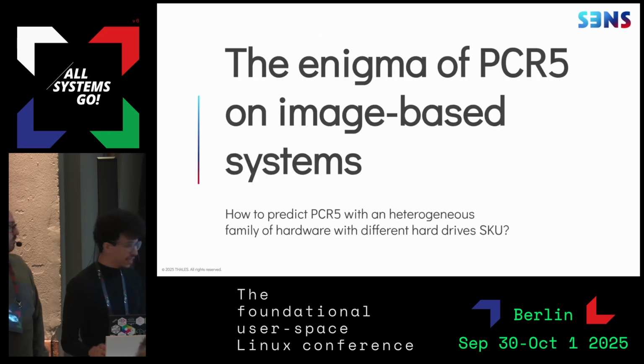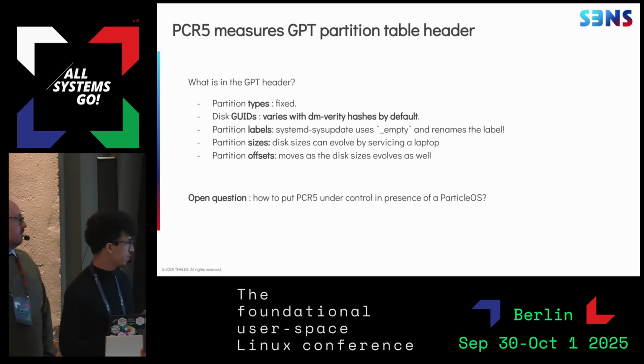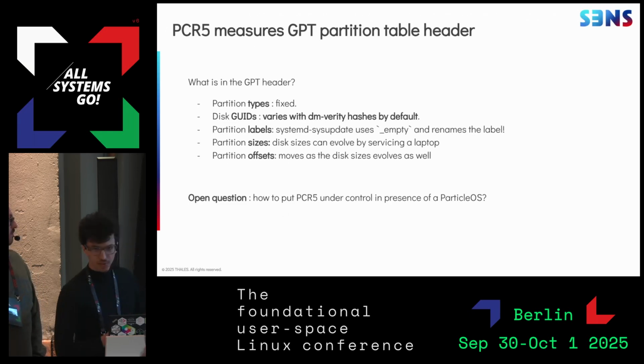And then there is this thing. We wanted to lock on all PCRs. And I said we lock on all PCRs, but I lied a bit. We don't lock on PCR5, because PCR5 is a bit weird. So what does PCR5 do? It does a bunch of things, but one thing it does is measure the GPT partition table header. And what does the GPT partition table header contain? Okay, it contains partition types, whether it's a Linux root file system, a swap, or anything. Those are fixed. They're predictable, okay. It contains disk UIDs. So you would expect that disk UIDs would be random, but you could fix one. But you can't.